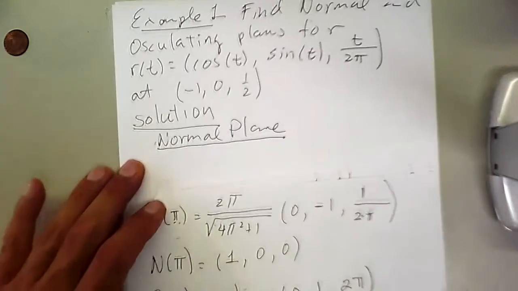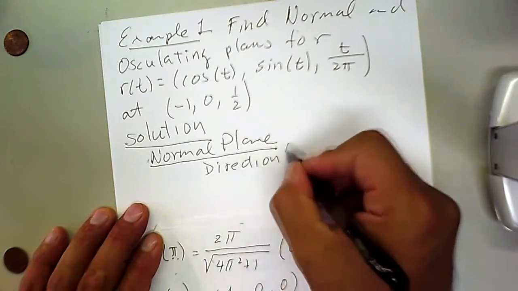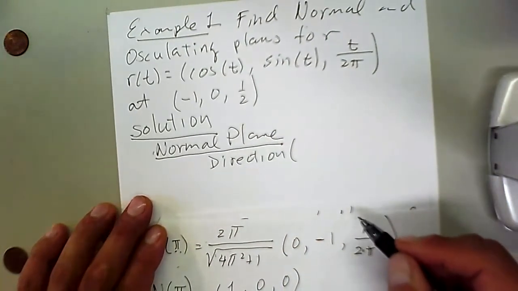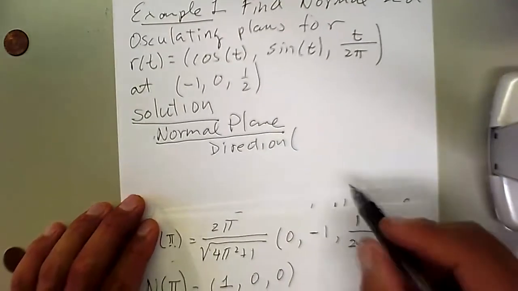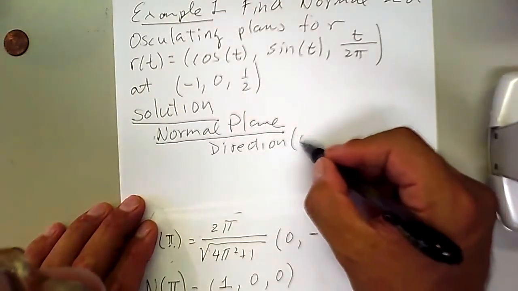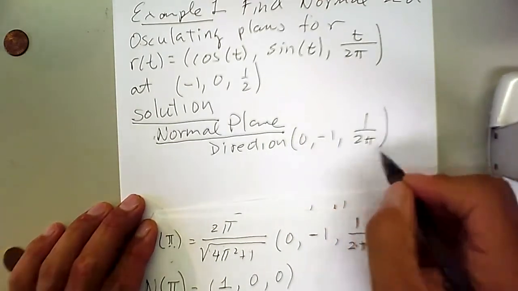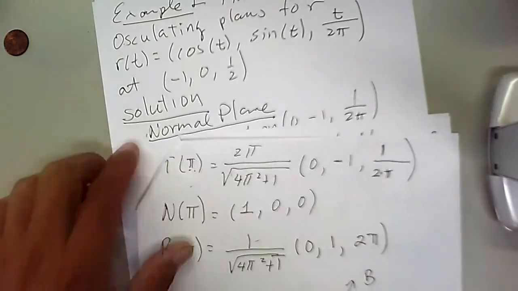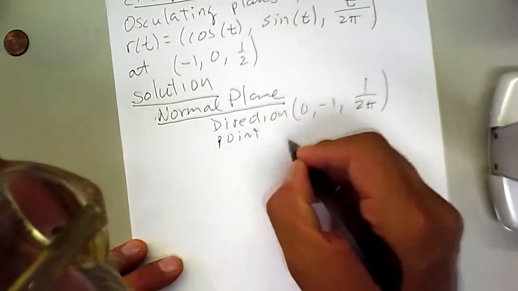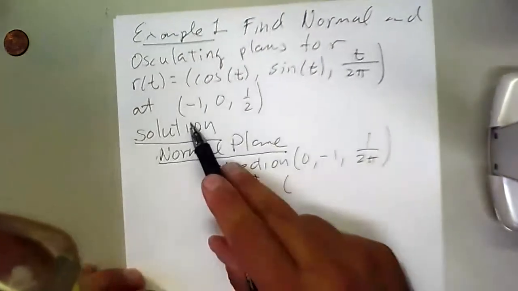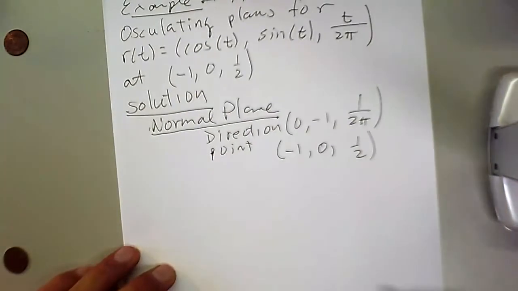So for the direction, we will use the normal vector to the normal plane. So you have to be careful with normal. The direction is (0, -1, 1 over 2 pi). Again, we don't need this. That is unnecessary. And the point is up here. Oh, there it is. (-1, 0, 1/2).